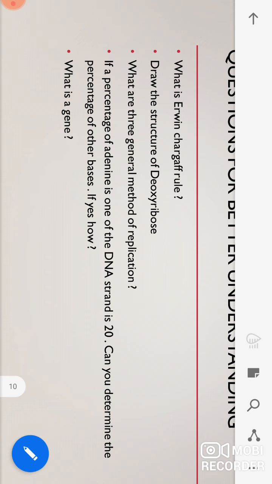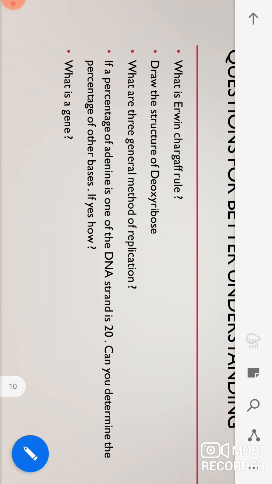The Chargaff rule says that adenine pairs with thymine, that is the number of adenine is equal to the number of thymine, that is A is equal to T by double bond. So if adenine is 20, then thymine is also 20. Can you determine the percentage of the other bases? Only 4 nitrogen bases are there: adenine, thymine, guanine and cytosine.